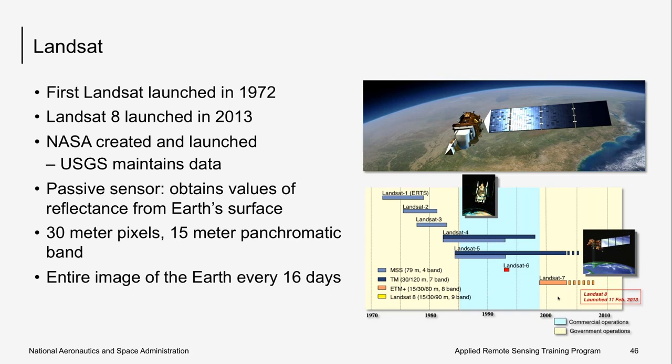And so we have this continuous data at fairly high resolution of about 30 meters, which is really useful for examining land surface changes. All of the data are freely available from the USGS, and it provides imagery of the entire globe every 16 days at a resolution of 30 meters.